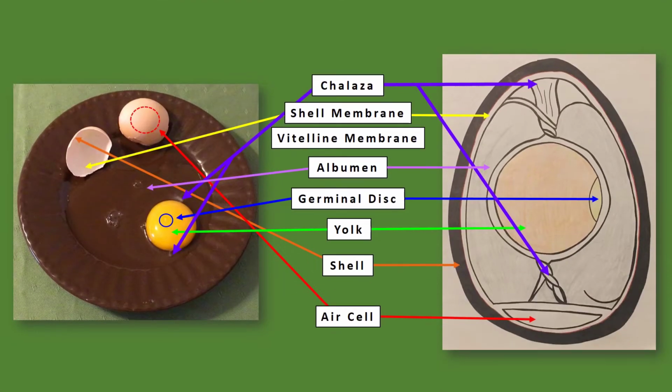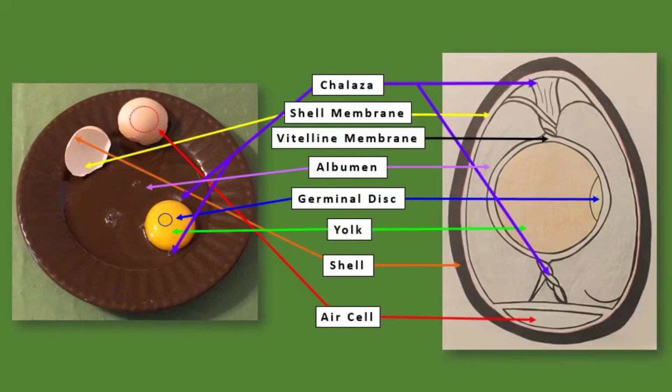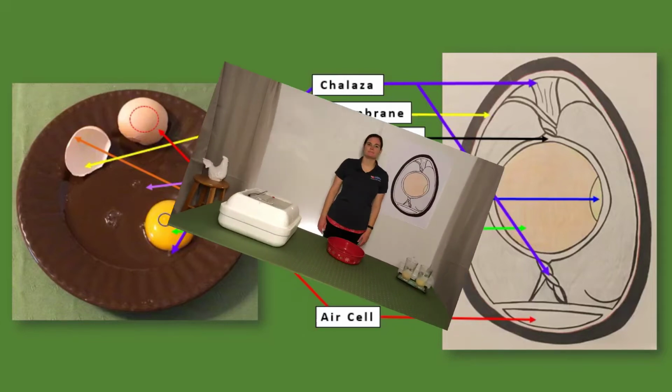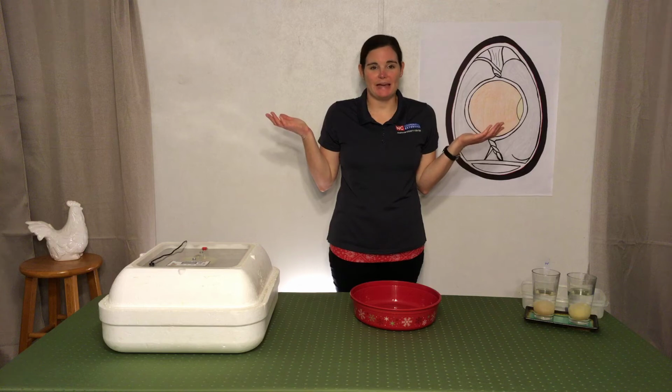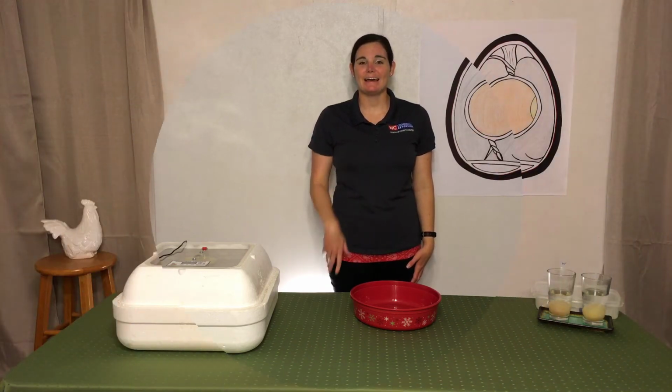The last part of the egg is the vitelline membrane, which is only present in a fertilized egg. Since the raw egg we are viewing is not fertilized, this part of the egg is not present. Who knew there were so many egg parts? And now, you're an expert in egg parts.